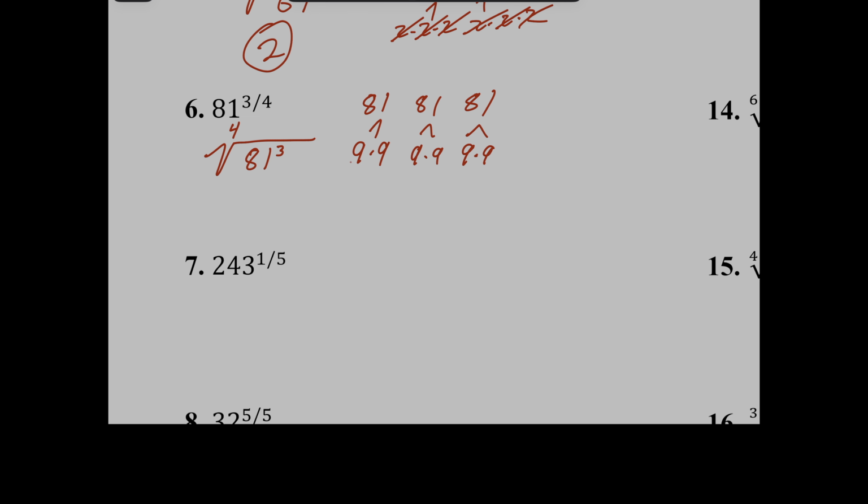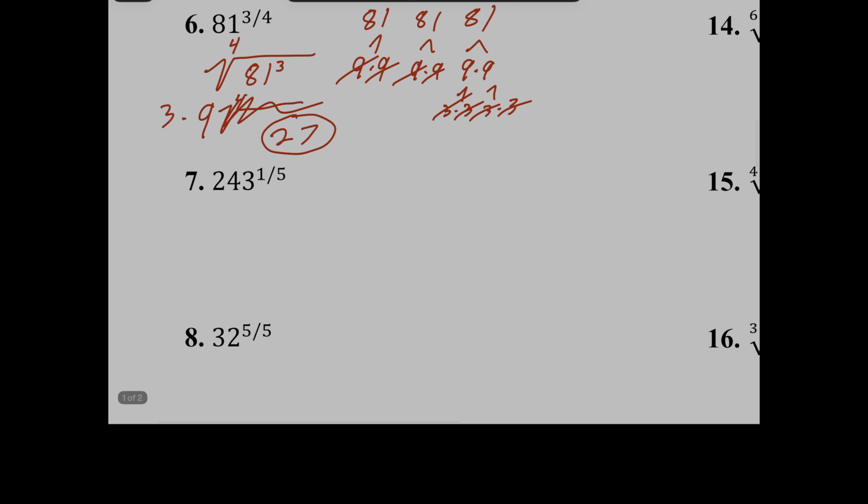Okay, and I need 4. 1, 2, 3, 4. Hey, I can pull a 9 out. Cool. Now, I only have 2 9s left, but watch this. 3, 3, 3, 3. 1, 2, 3, 4. I can also pull out a 3. So what's my answer? There's nothing left inside. So my answer is a normal everyday 27. Okay, I know that's a little bit weird, but go with me on this.